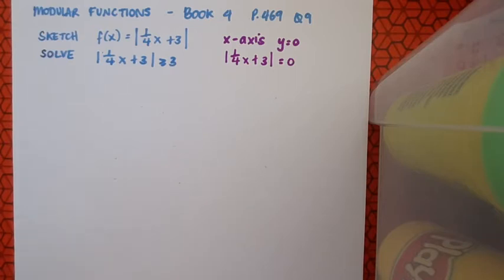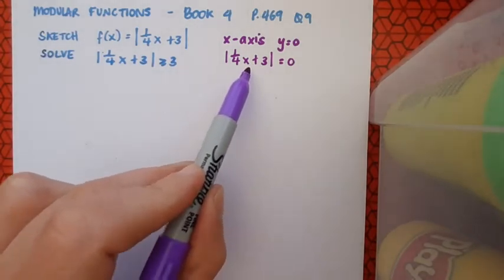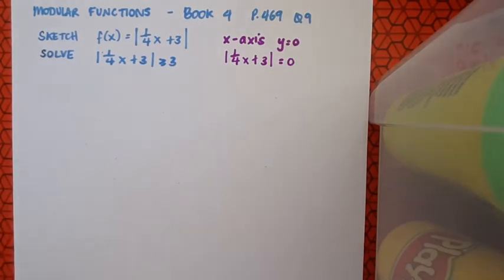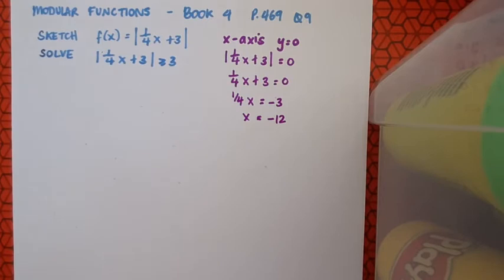So actually it's probably easier to take the approach that I suggested in the video on sketching modular functions, which is to just take this expression here without the modular lines, without the absolute value lines, and let it equal 0 and solve it for x. And if you want an explanation of how we can do this, then go back and watch that video on sketching modular functions. Okay, so I want to solve for x here. So a quarter x equals minus 3 and x equals minus 12. So I have my x-intercept now.